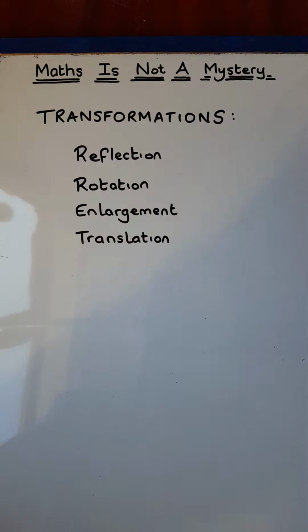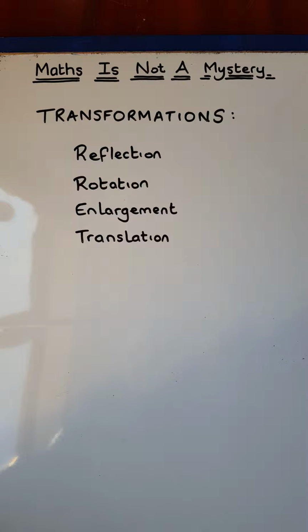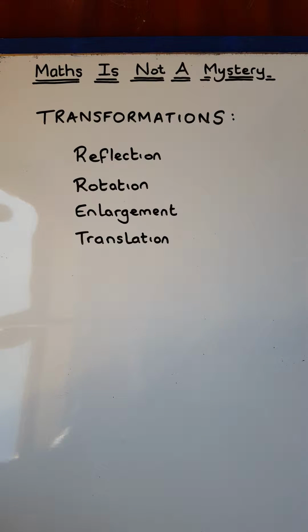Hello. Today we're going to be looking at transformations. It's a shape topic. Transformations is about changing where a shape is or what a shape looks like when it's drawn on a piece of paper. And there are four types of transformations that can happen.